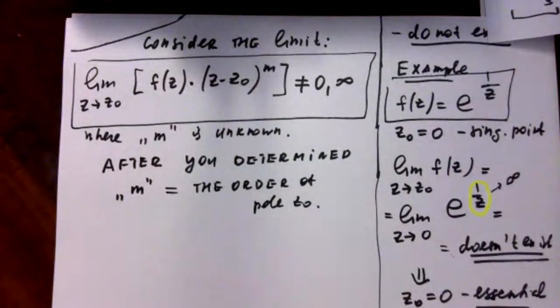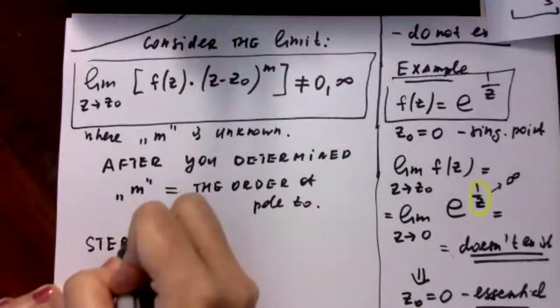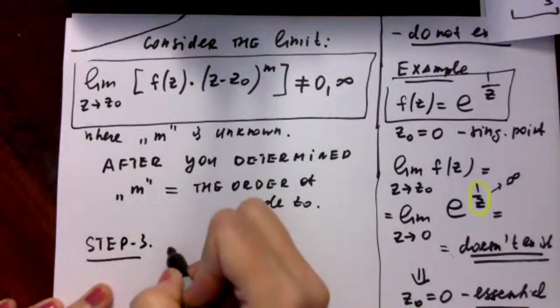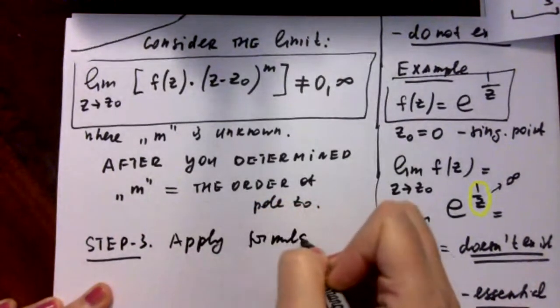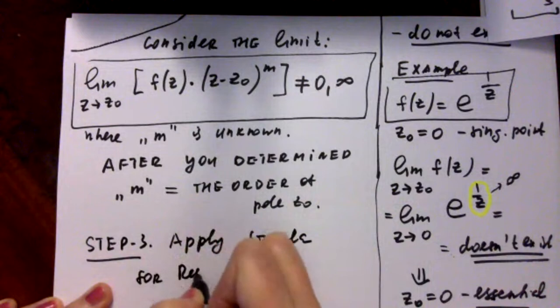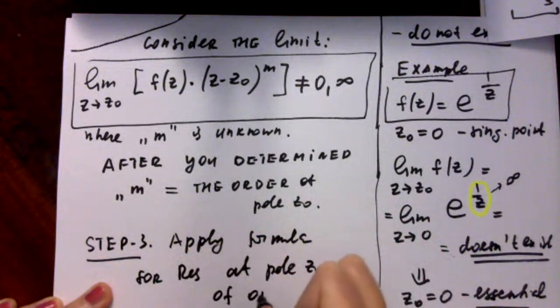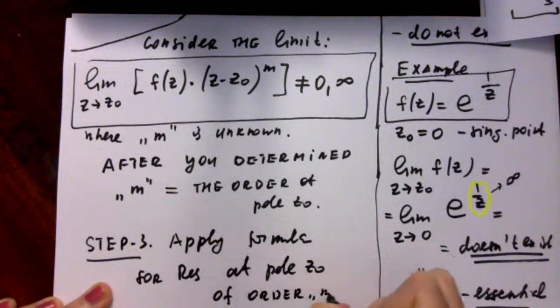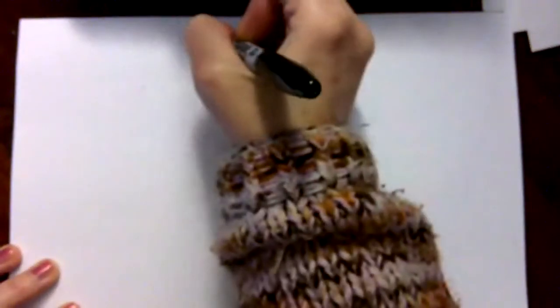So now it's time to practice. Now you know what exactly you should do. So step 3, let's write it down. Nevertheless, to finish our second column, step 3: apply our formula for residue at pole z0 of order m. I'm not going to write down this formula. We're already reading it, and we are going to read it once again in our example. So this is the algorithm. This is the theoretical basement for you.